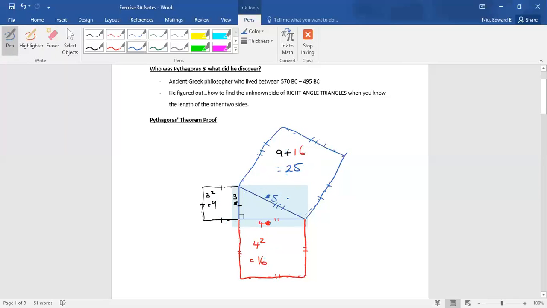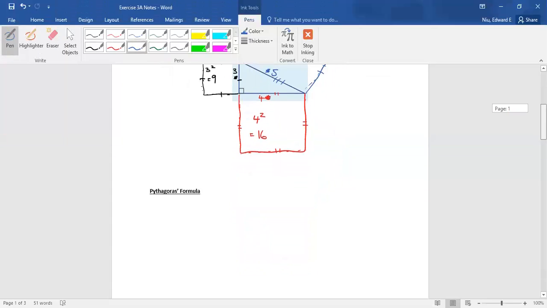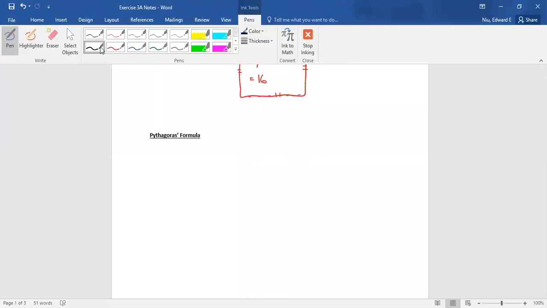All right, that might sound a little bit confusing for now, but what we're going to do now is take a look at his theorem. So his theorem's formula is the c squared, or the c square. Let's go back and change this in blue.